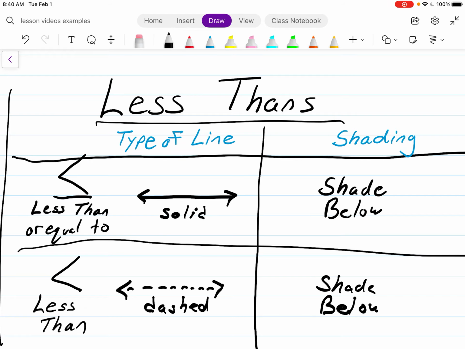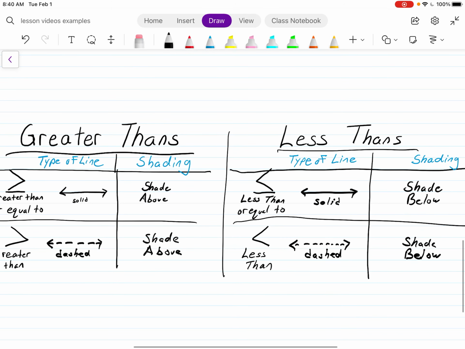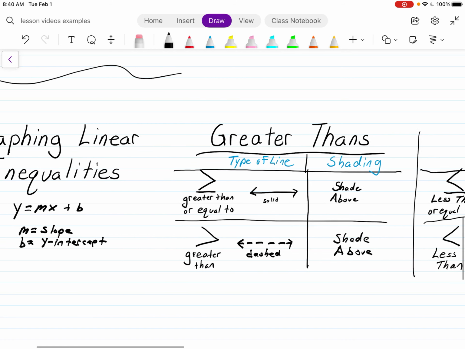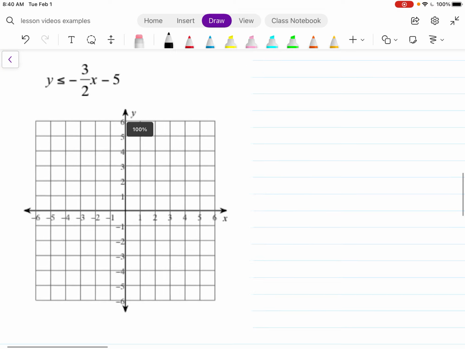Hopefully this will make sense as we go through the examples. Just remember that if it's equal to, it's going to be a solid line. If it's not equal to, it's going to be a dashed line. If either one of them is greater than, you'll shade above the line, and if either of them is less than, you'll shade below the line. But the best way to go through this is to show you examples, and we're going to go through the first example.